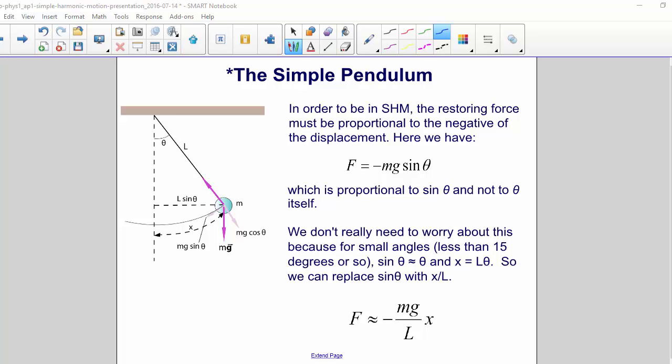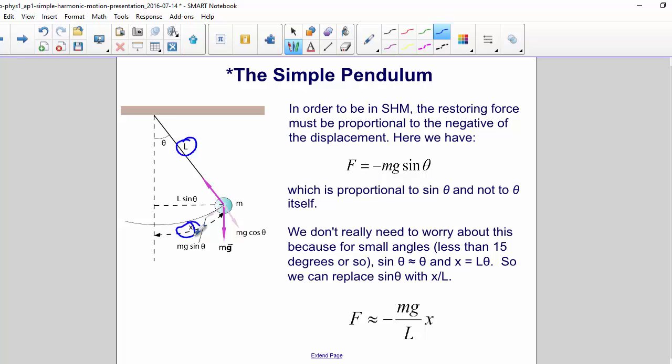Here we have F equals negative mg sine theta, which is proportional to sine theta and not theta itself. But we really don't need to worry about this because for small angles, meaning less than 15 degrees or so, sine theta is about the same as theta, and x is equal to L times theta. So we can replace sine theta with x over L.